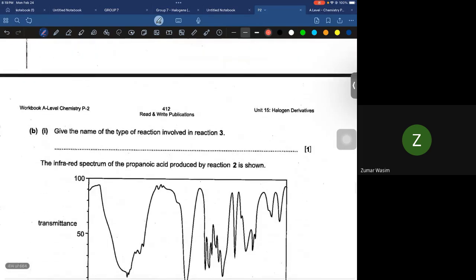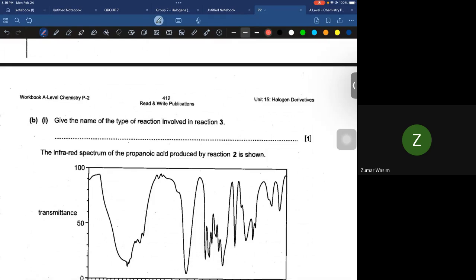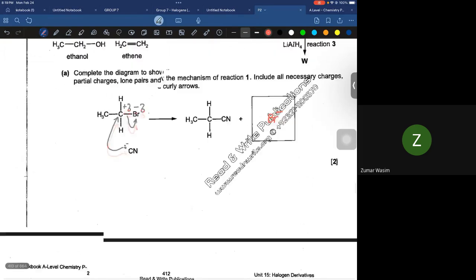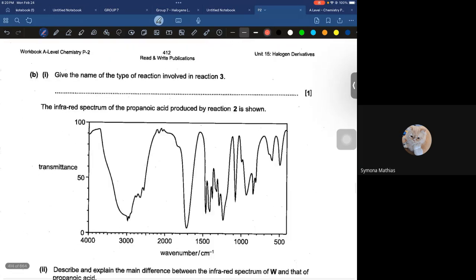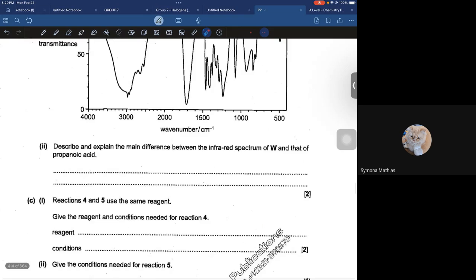Give the name of the type of reaction involved in reaction 3. This is your reaction 3. Reduction, LiAlH4. Exactly. This is reduction because LiAlH4 is a reducing agent. So this is a reduction reaction. This is related to infrared spectroscopy. We haven't done this. I am going to skip this question.